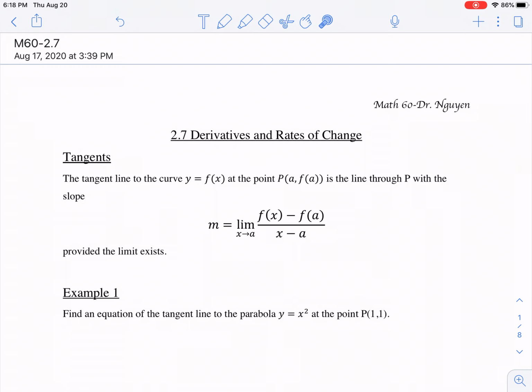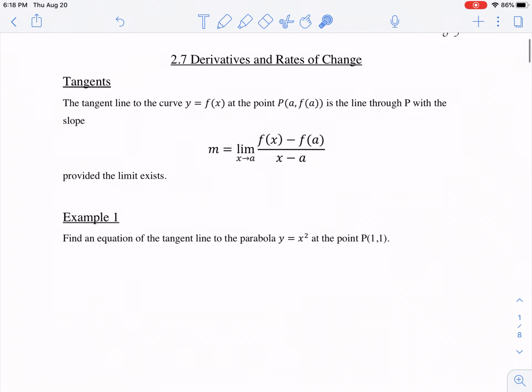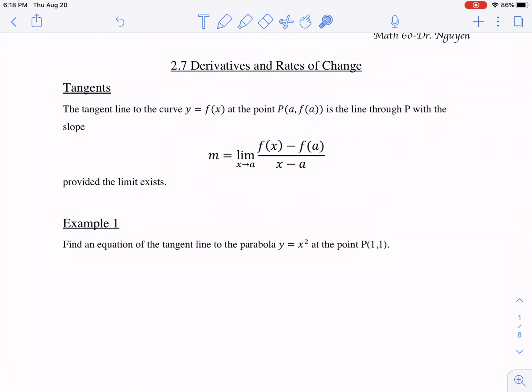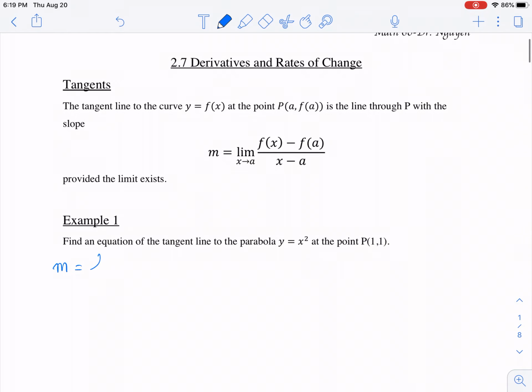Now, let's take a look at example 1. Hopefully you still remember example 1, which is the parabola y equals x squared, and then we want to find the tangent line at the point P (1, 1). Like I said, in 2.1 we pretty much just used approximation, but this time we have the definition, which is the slope is the limit as x approaches a. In this case, a is 1.